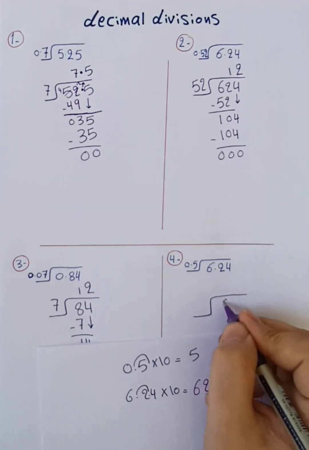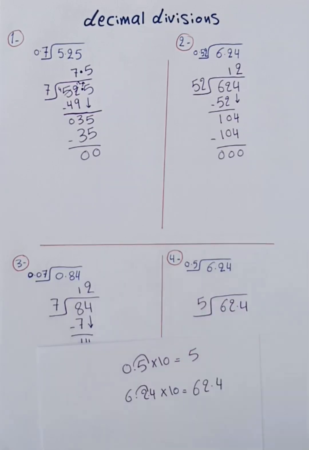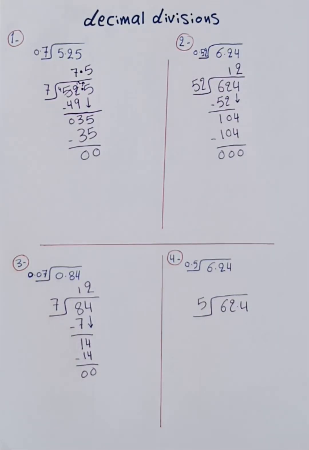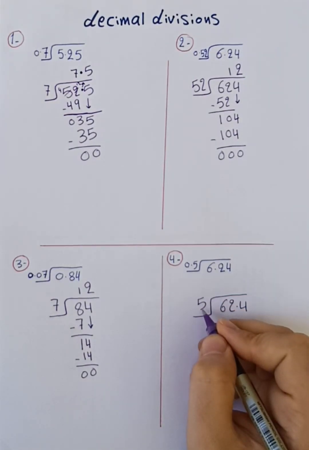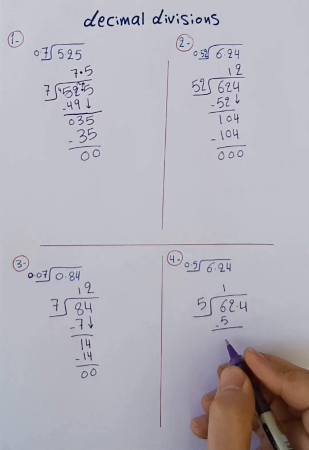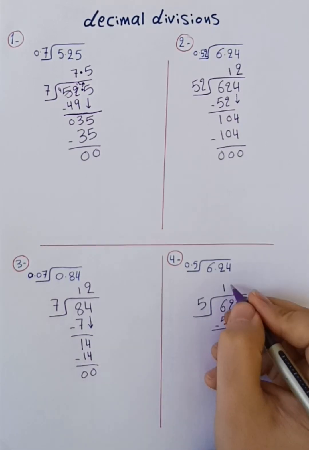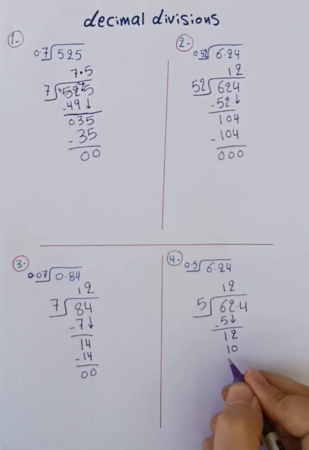So the new numbers are: 6.24 becomes 62.4, and 0.5 becomes 5. Now we can divide. 6 divided by 5 is 1. 1 times 5 is 5. 6 minus 5 is 1. We have to bring down 2. 12 divided by 5 is 2. 2 times 5 is 10.